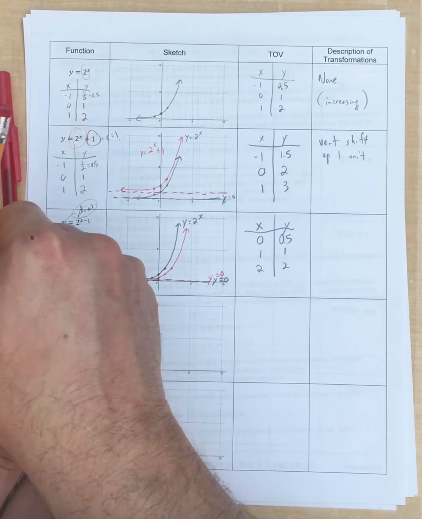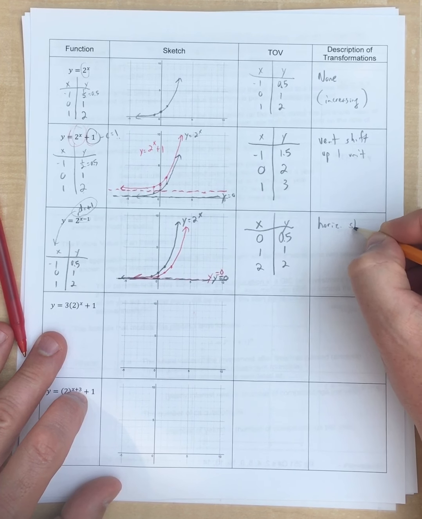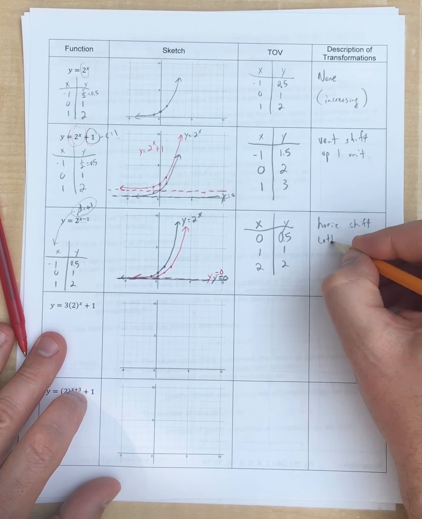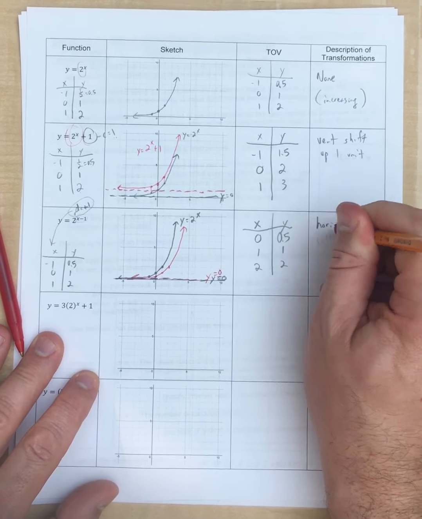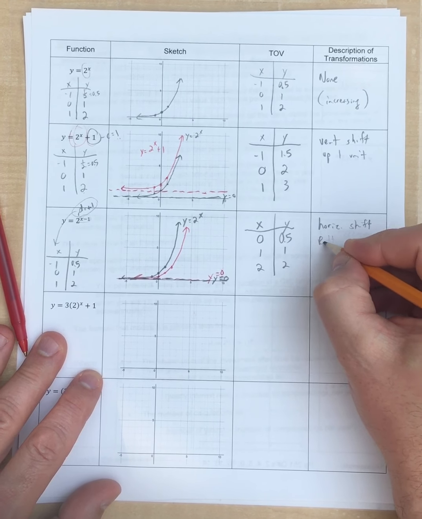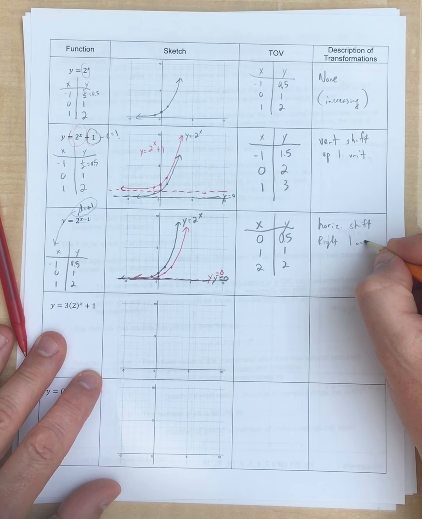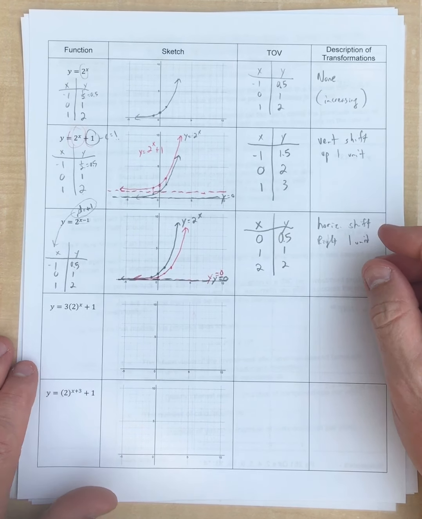Okay? And so this is going to be, again, a horizontal shift to the left, oops, right, my other left, this way, 1 unit. And you can say shift or you can say translation if you want to.